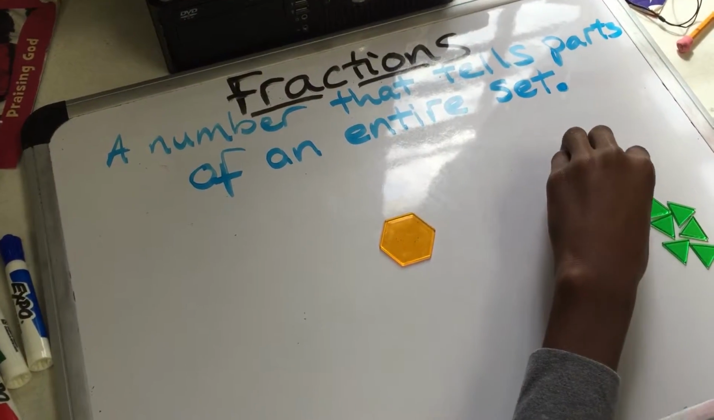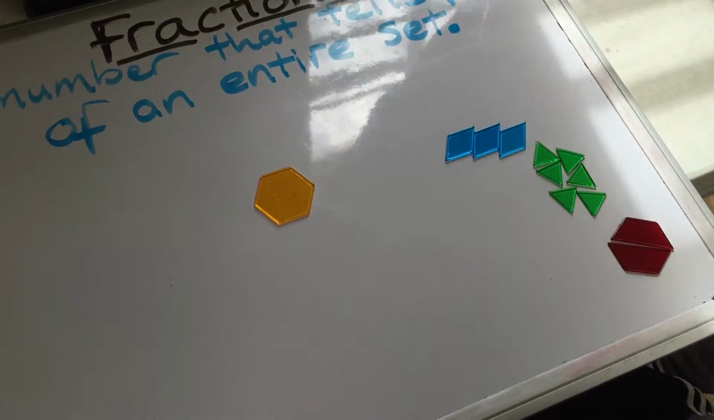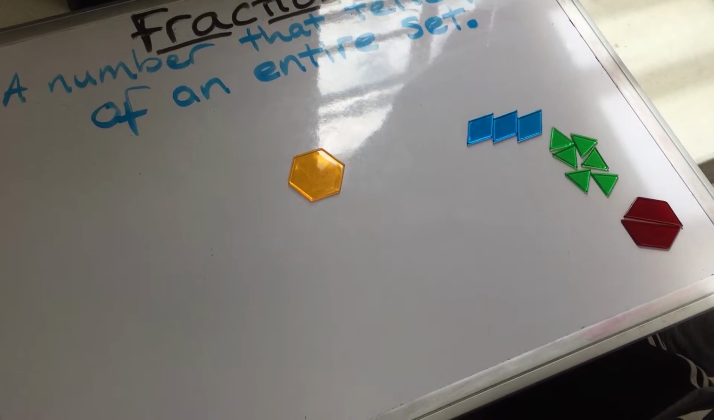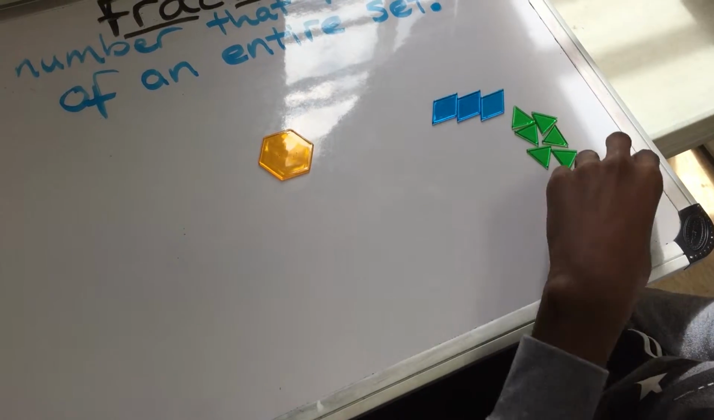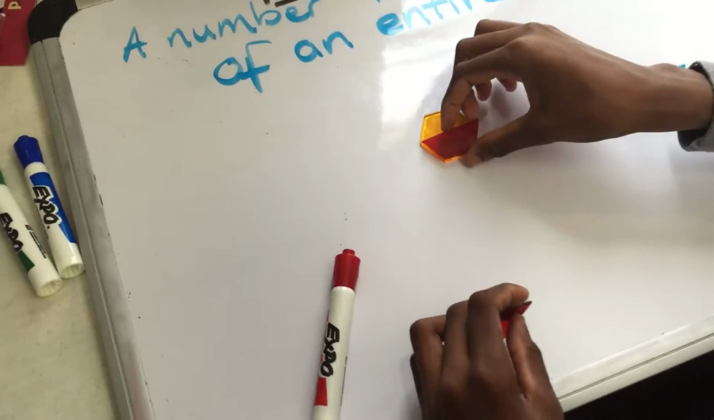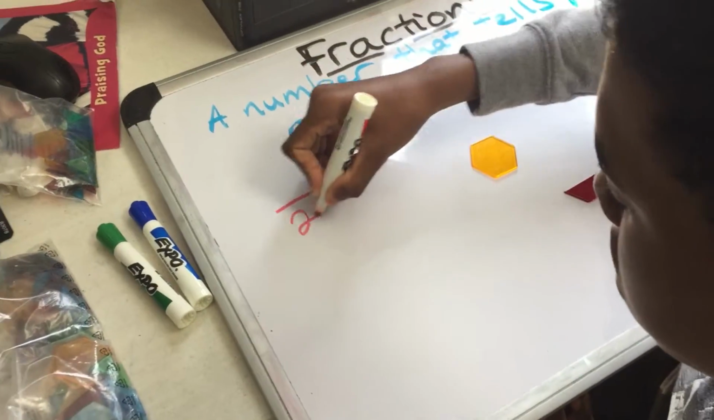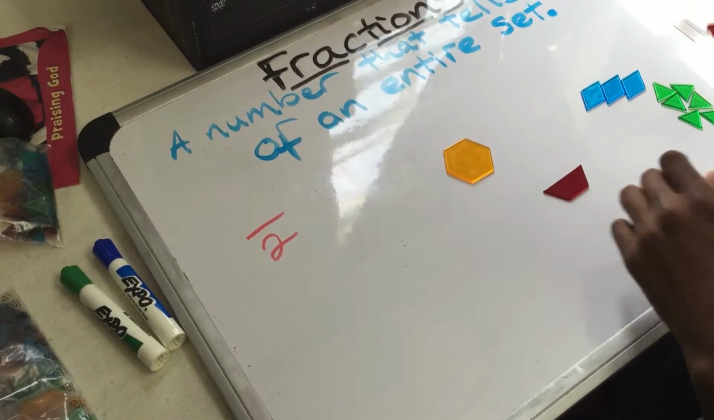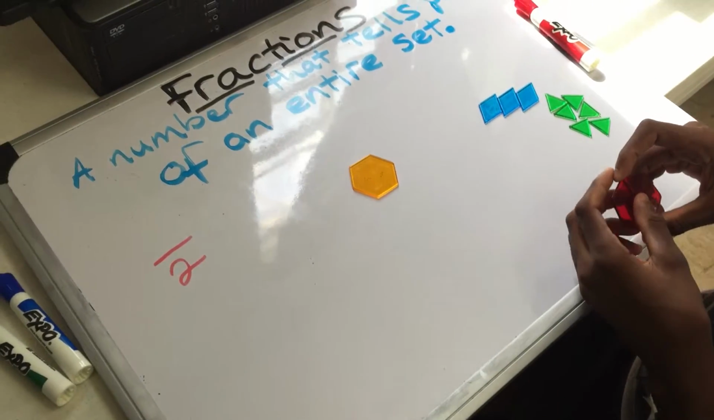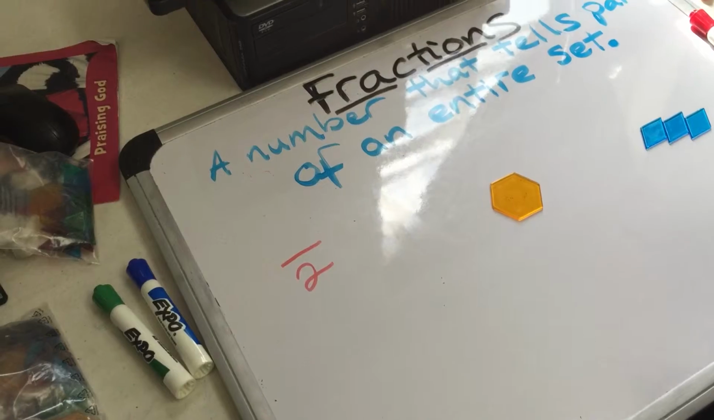Now we're going to compare these different colored pieces to one whole. First let's look at the piece that has the least amount of pieces. What color? Red. So how many pieces do you have there? Two. So in a fraction, what does that 2 represent? You got the pieces there, 2 of them.